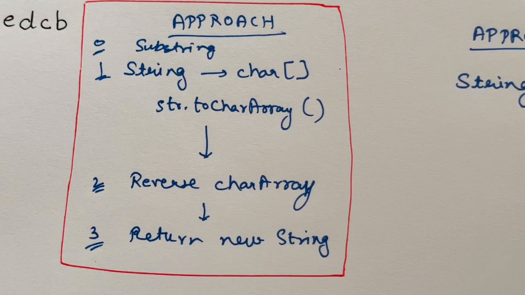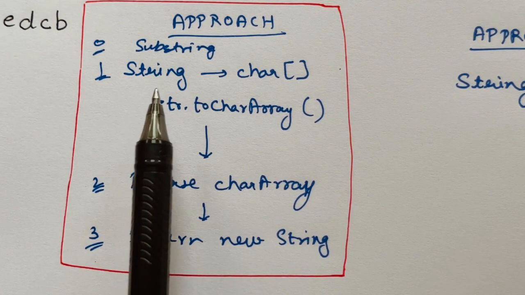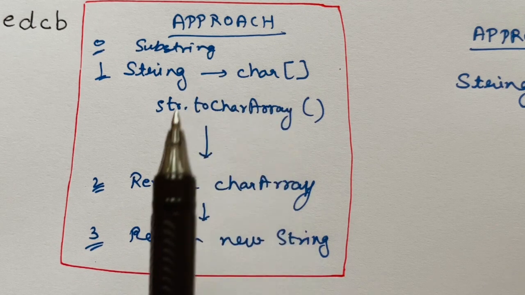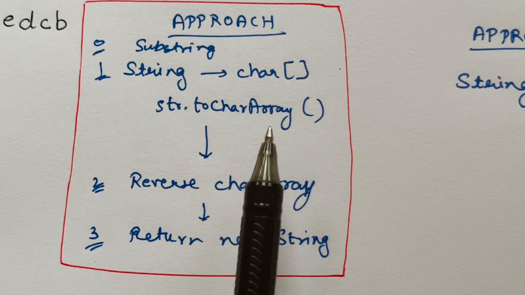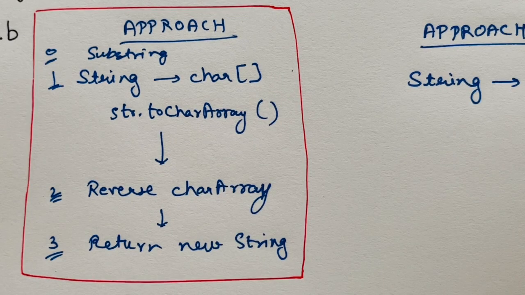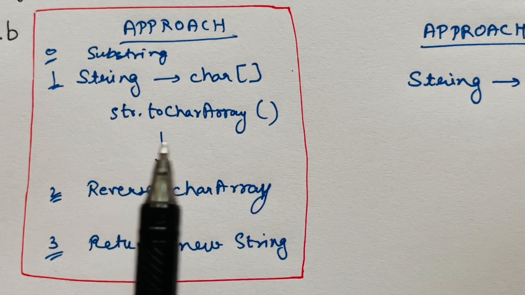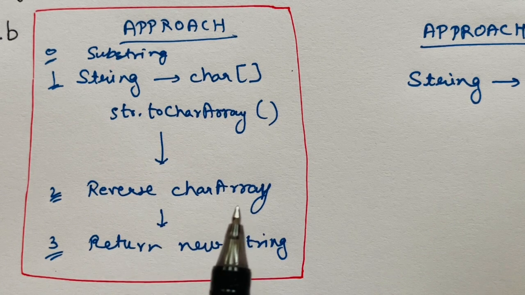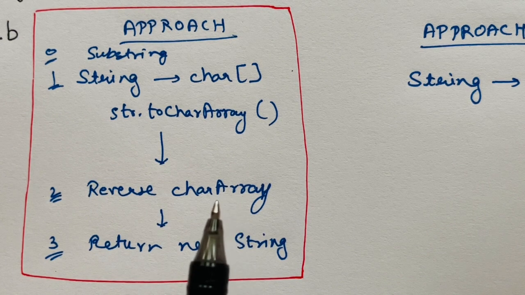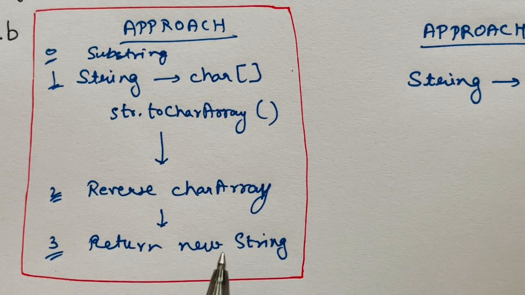So what does our approach look like? We first get the relevant substring. Then for that substring, we convert that to an array of characters. For that too, there is a built-in function in the string class. Similarly, for getting the substring also, there is a built-in function in the string class. So once we have this array of characters, we reverse this character array in the same manner that we would reverse any array. Then using this character array, we create a new string and return that as an answer.